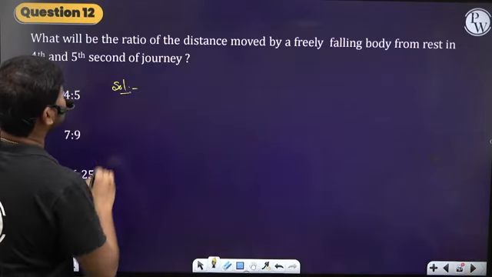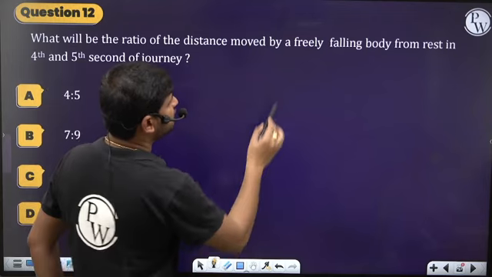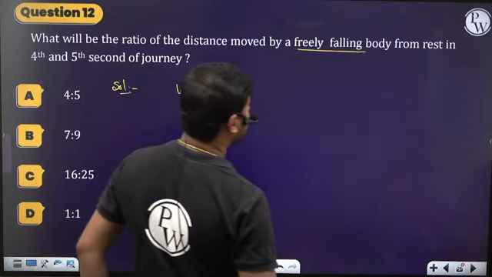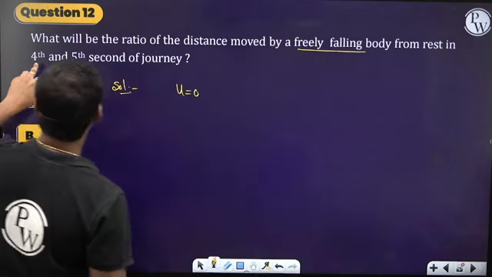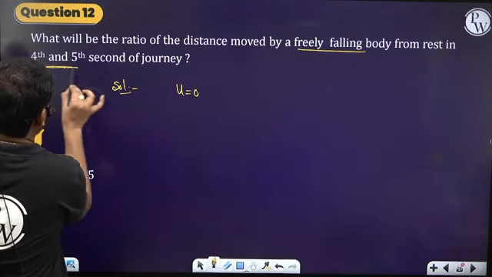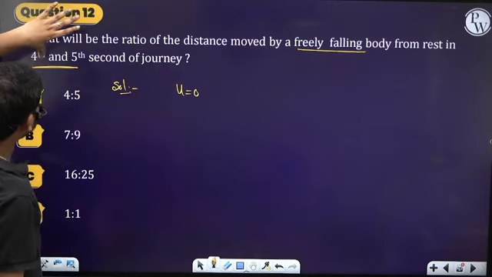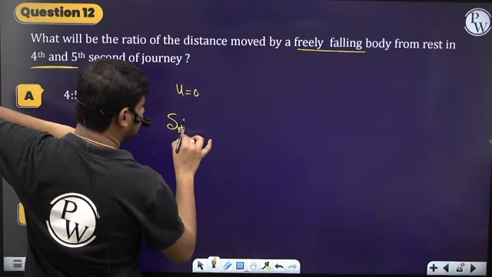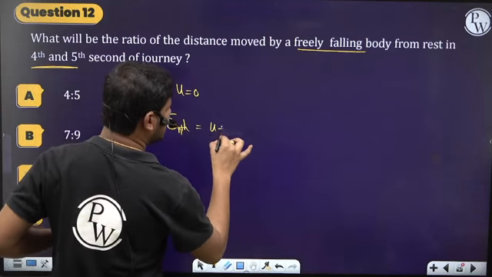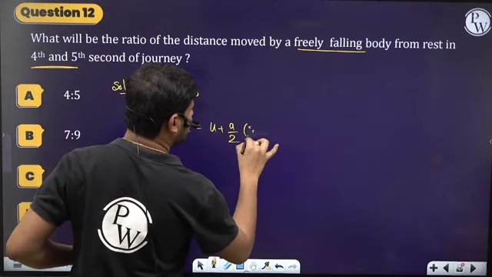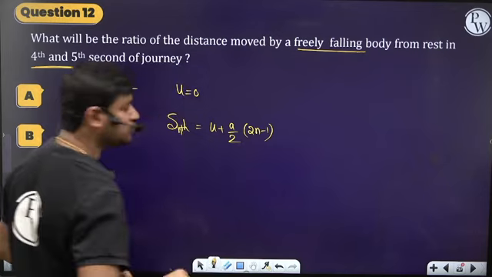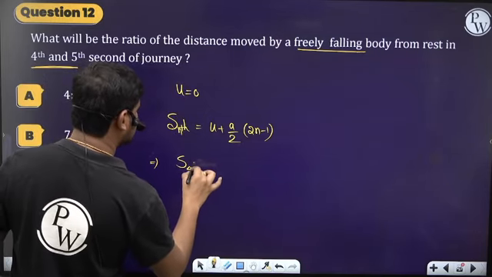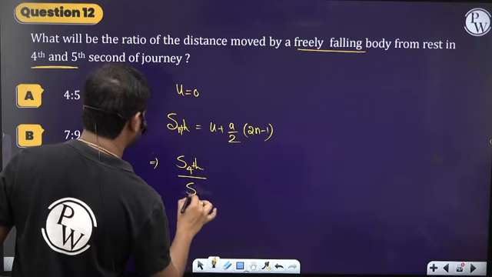So next question. What will be the ratio of distance covered by a freely falling body? Freely falling body means u is equal to 0, from rest, in the 4th and 5th seconds. See here, not in 4 seconds and 5 seconds, but the 4th and 5th seconds. So do you remember the formula from the last class for distance covered in the nth second? U plus a by 2 into 2n minus 1. So now we have to find the distance covered in the fourth second to the distance covered in the fifth.